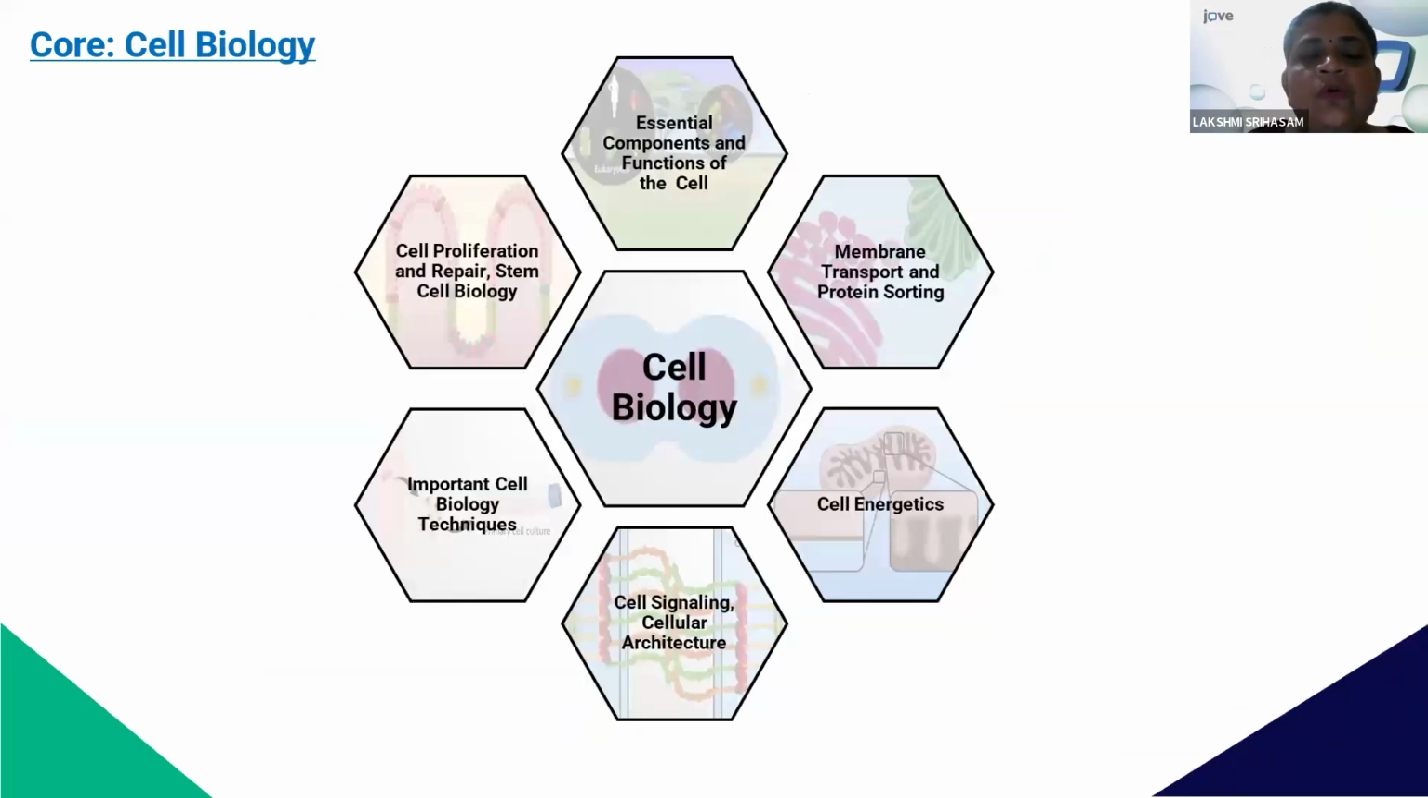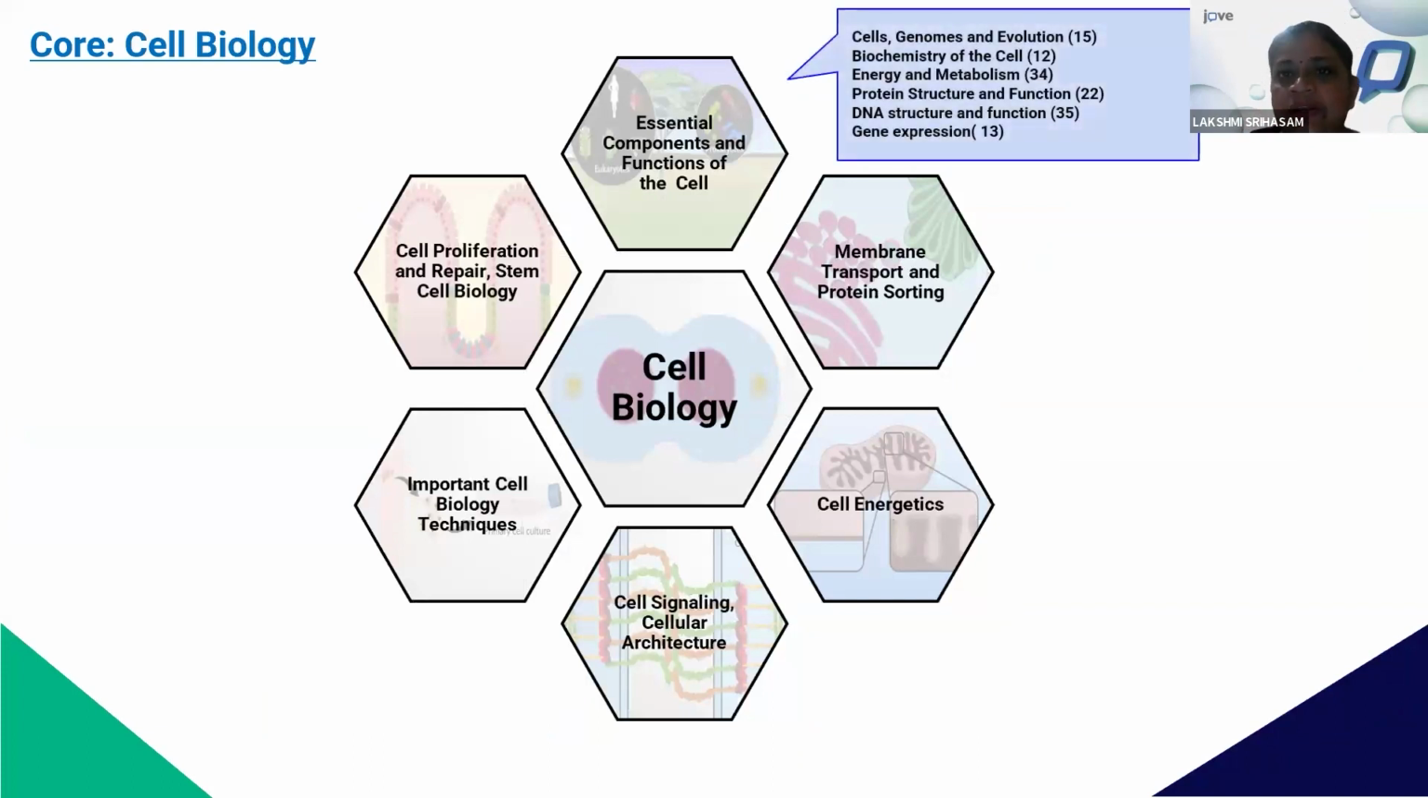Our next collection is the core cell biology collection. Here, the core cell biology collection is, as we have discussed, a larger collection, and here also I have divided it into 6 units. The first one is the essential components of functions of cell. Here, chapters 1 to 11 discuss the cell's genome evolution, the biochemistry of the cell, energy and metabolism, the protein structure, function, everything is discussed in this.